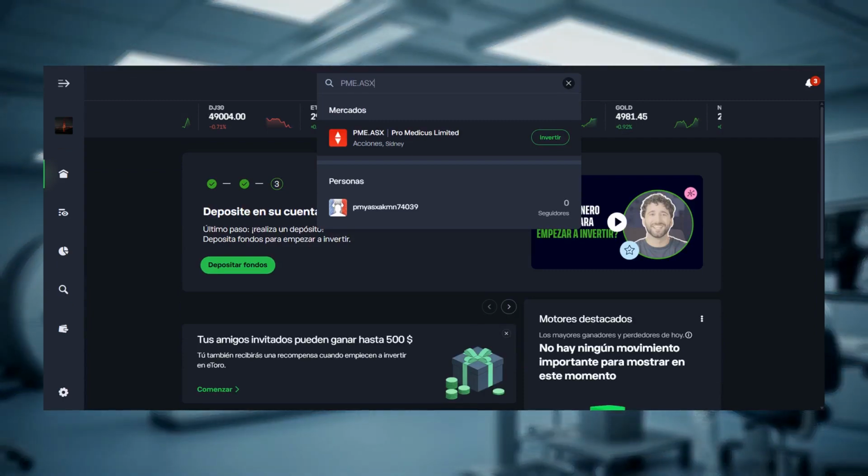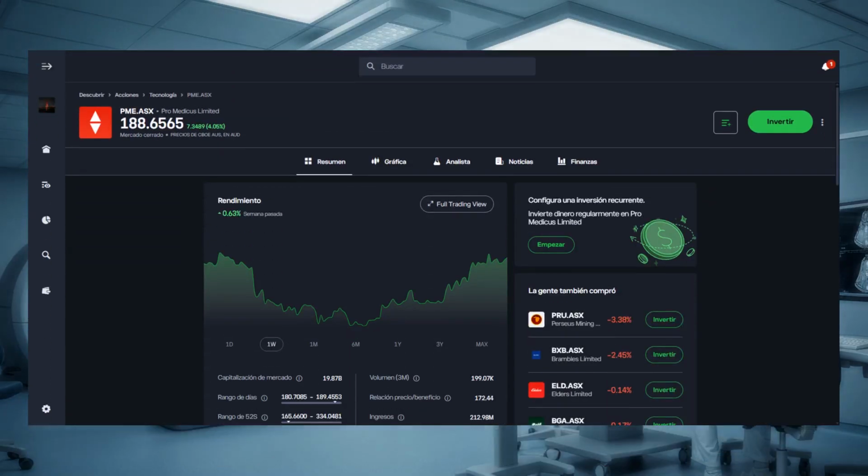PME.ASX to find the listing. Confirm you have located the Pro Medicus Limited share on the CBOE AUS market. Open the asset page to view basic company information and the price chart to confirm this is the correct stock. Check the issuer name, exchange, and ticker before proceeding.